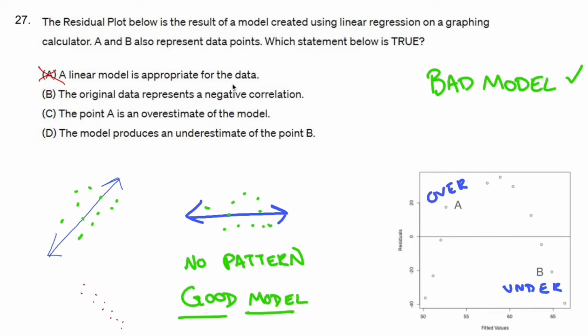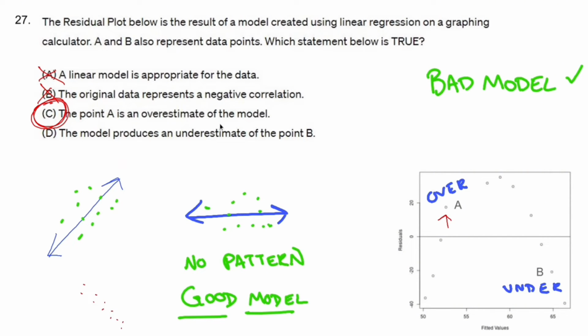So if linear is no good, how can it be a negative correlation? Well, I'll answer that for you. It can't. The point A is an overestimate of the model. Here's A, here's the model. A is over the line, so A is an overestimate. That is a true statement, C.